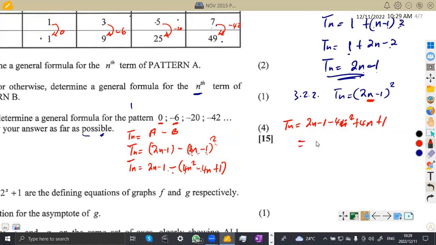So you can collect like terms. We're going to have minus 4n squared, followed by 2n and 4n, 4 plus 2, that's 6n. Okay, we move on, minus 1 plus 1, that's a 0. Okay, that's minus 1 plus 1, and that one is actually giving us a 0.